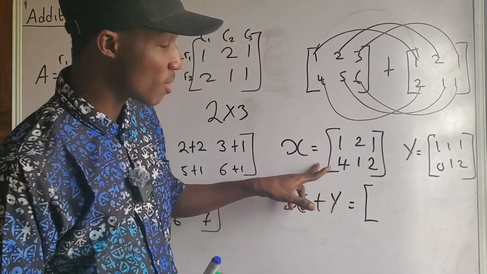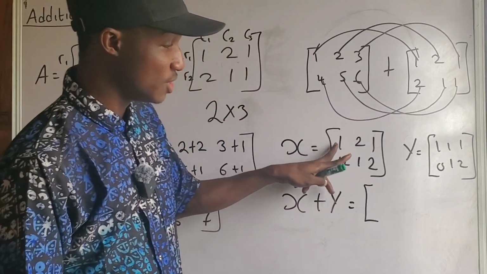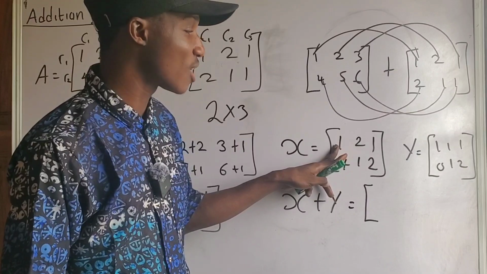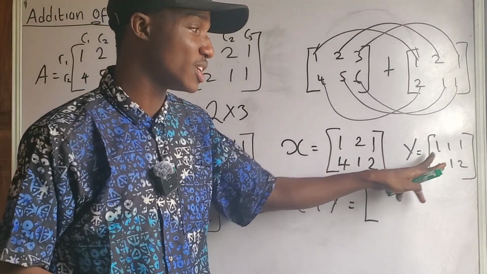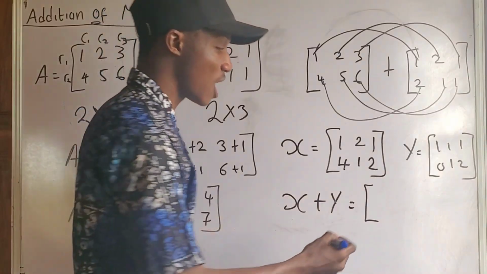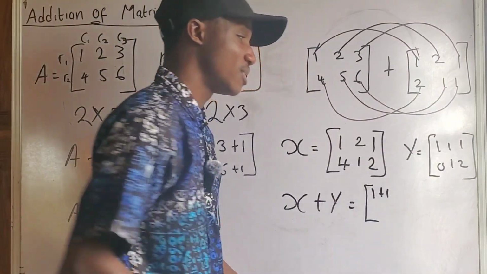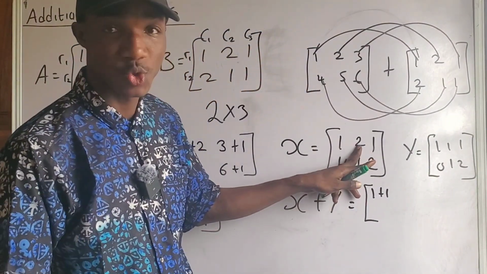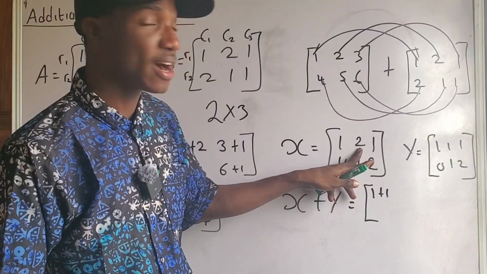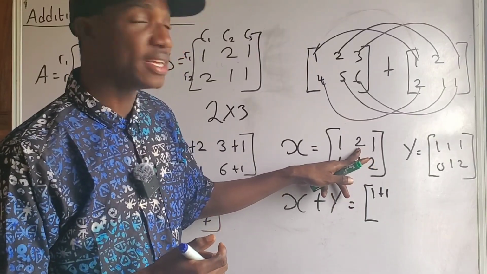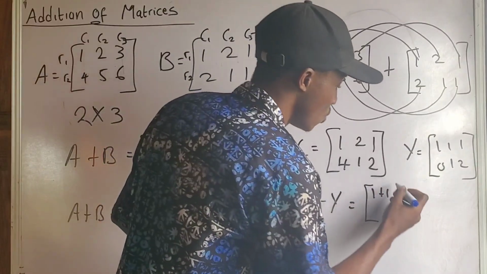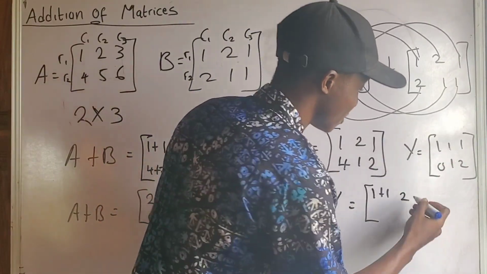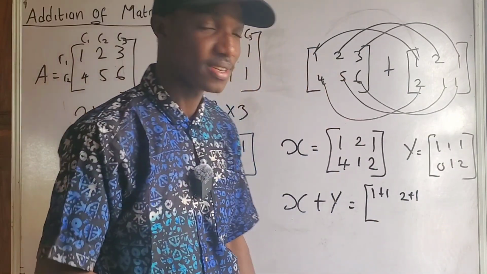Now, if you want to take the sum of these matrices, the corresponding number to this one in matrix Y is what? Is 1, right? So I'm going to have 1 plus 1. Now we have 2 here. The corresponding number in matrix Y is what? Is 1. So I'm going to have this 2 plus this 1. Are you getting it? Okay, let's go.